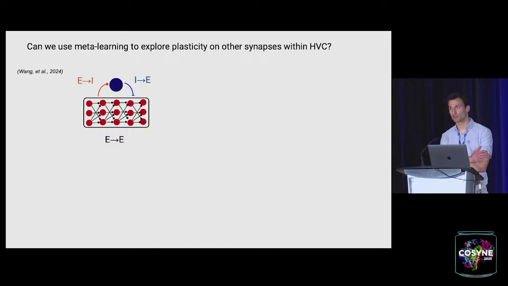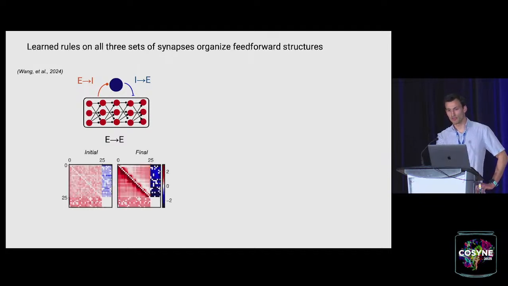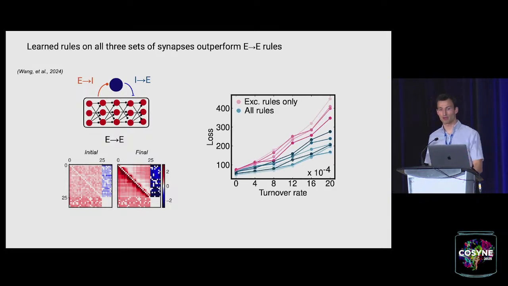And in HVC, recent work from the Lois Lab and others has revealed that the connectivity from the excitatory population to the inhibitory and back can also evolve in response to disruptions. So therefore, we learned synaptic plasticity rules on all three sets of synapses here, E to E, E to I, and I to E. It's known that interneurons in HVC do not heavily interconnect. We found these rules, again, could organize feed-forward structures, and also discovered that this additional plasticity better maintained timing representations through synaptic turnover.